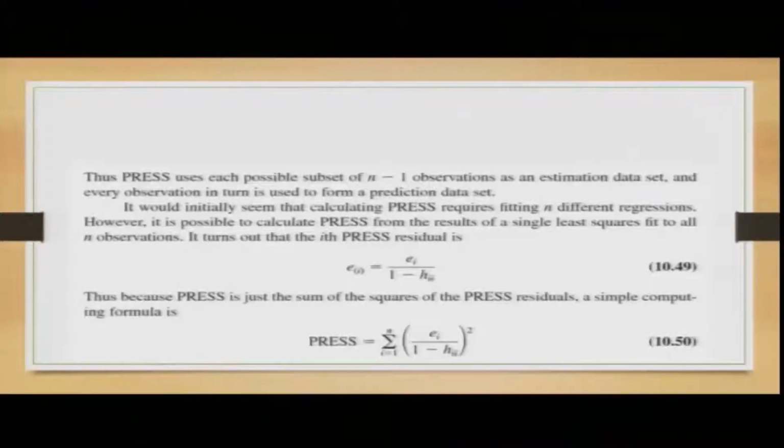Thus, this predicted sum of the squares uses each possible set of n minus one observations, and we can find out using the observations in such a way that an estimate data set can be utilized, and every observation in turn is used to form a prediction data set. It would initially seem that calculating this value requires fitting n different regression models. However, it is possible from the result that a single least squares model can be utilized. So, you can utilize that and find the sum of the squares and predict it accordingly.